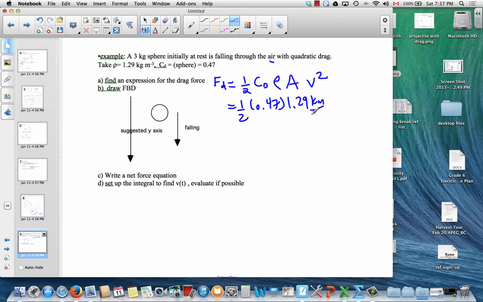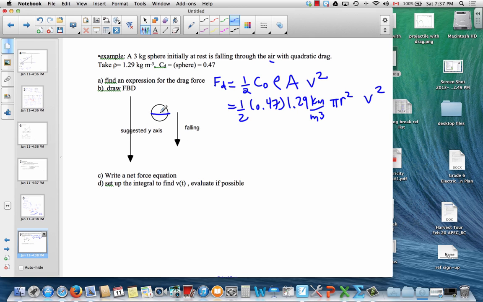The cross-sectional area for a sphere is going to be a circle. It's going to be pi r squared. And then multiply by the square of the speed. So there's an expression for the drag force. That's the amount of drag on the particle.